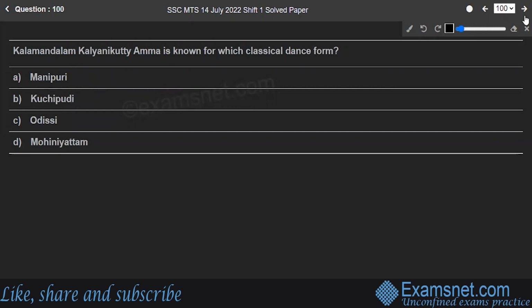Next, last question of this paper, question number 100. Let's read. It says, Kalamandalam Kalyanikutty Amma is known for which classical dance? Is it Manipuri, Kuchipudi, Odissi, or Mohiniyattam? The correct answer to the question is option D, Mohiniyattam. Kalamandalam Kalyanikutty Amma was a legendary dancer from Kerala, India.